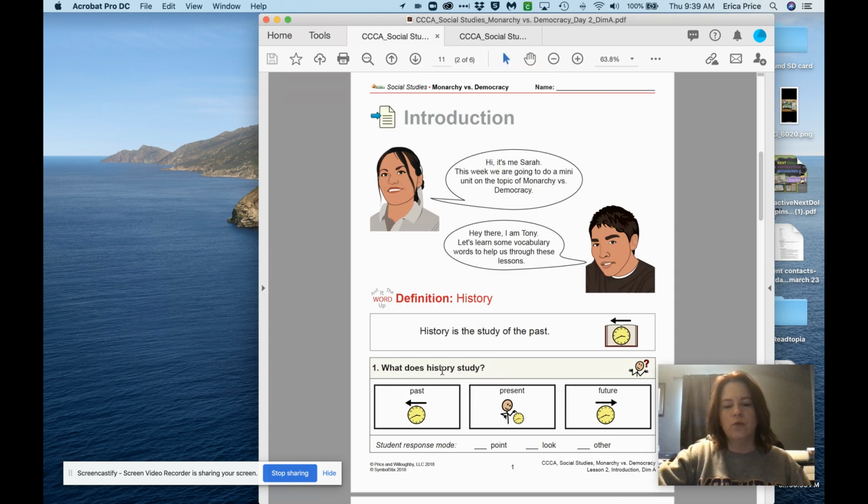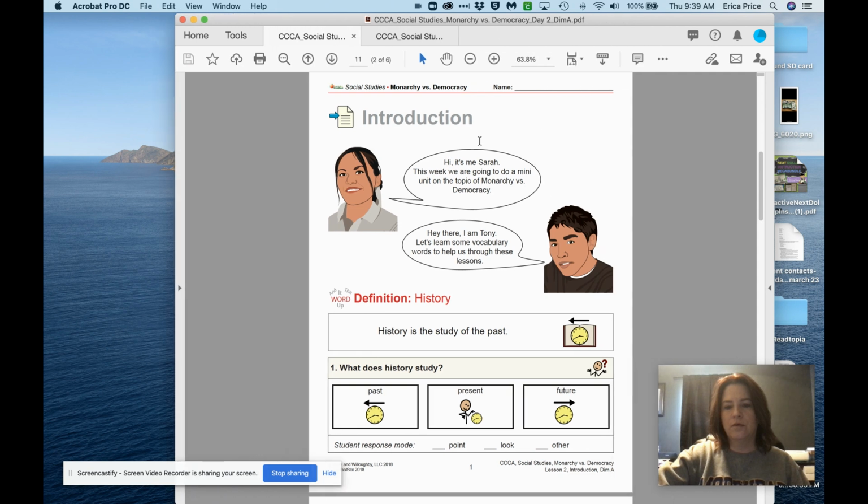So everybody look at question number 1. What's history study? Does it study the past, the present, or the future? So on your paper, go ahead and write down number 1 and write down the answer. What does history study? The past, the present, or the future? So everybody got it? I'm sure you did. History studies the past. That's correct. So you should have written down number 1 and the word past. All right, let's go on.